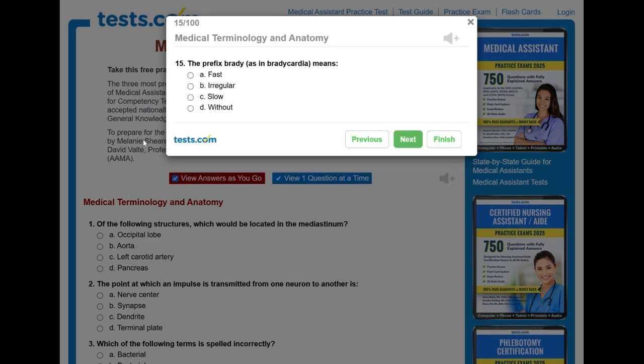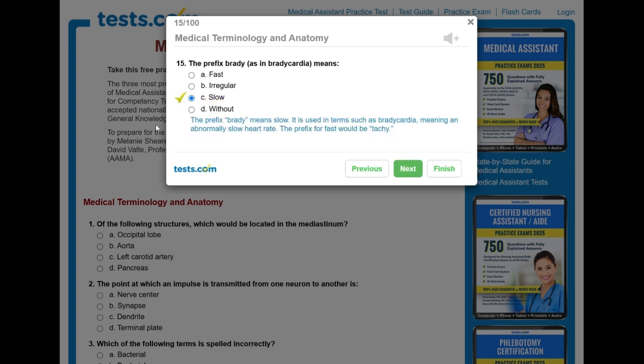Question 15. The prefix brady, as in bradycardia, means A. Fast. B. Irregular. C. Slow. D. Without.